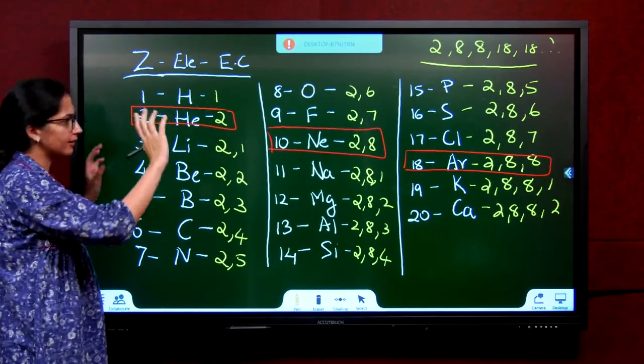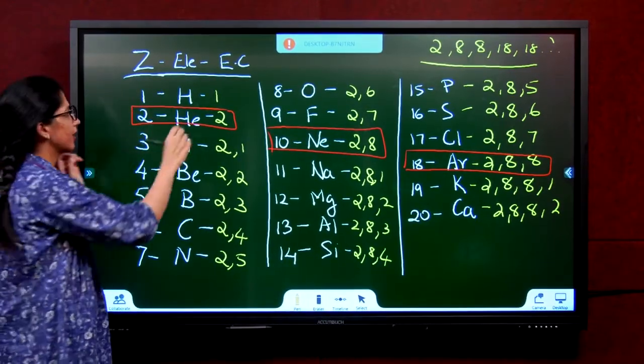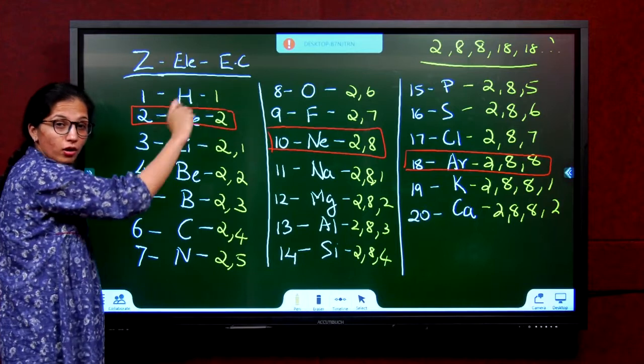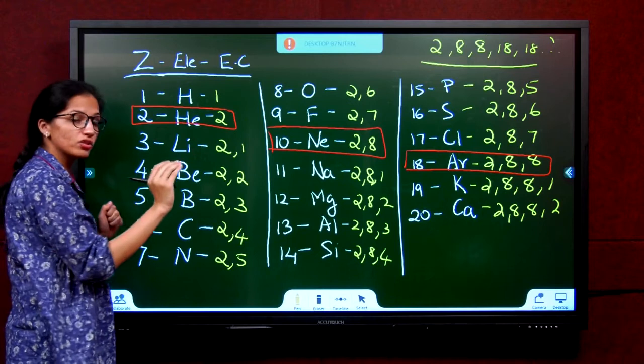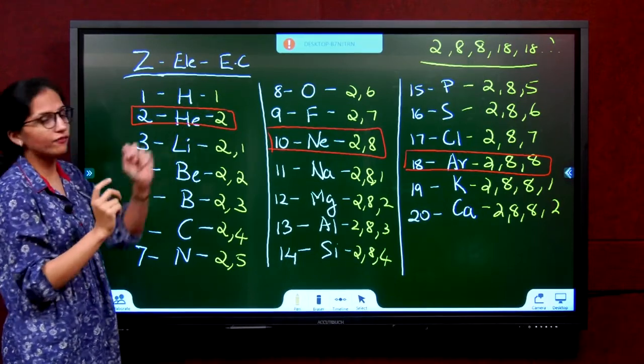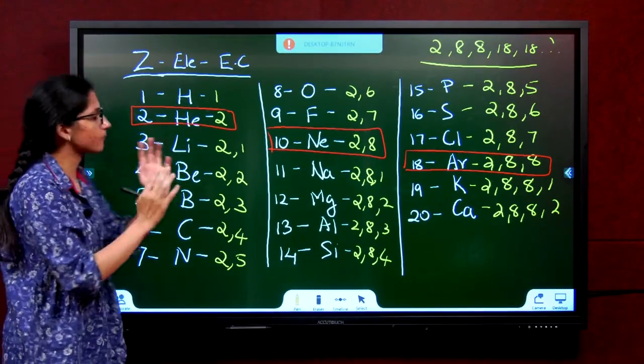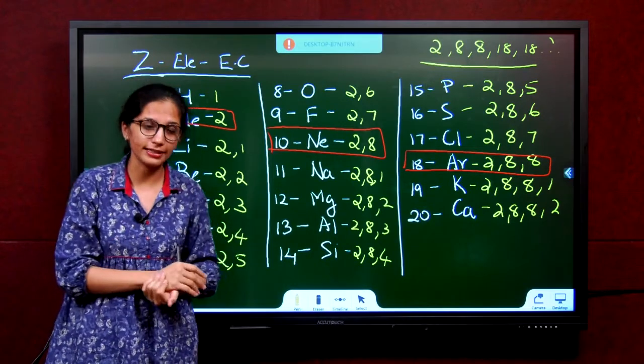Hydrogen is showing different properties. It can lose one or gain one. Why? If it loses one, 0, stable. If it gains one, 2, again filled, stable. Hydrogen shows mixed properties, so we won't discuss hydrogen in detail.